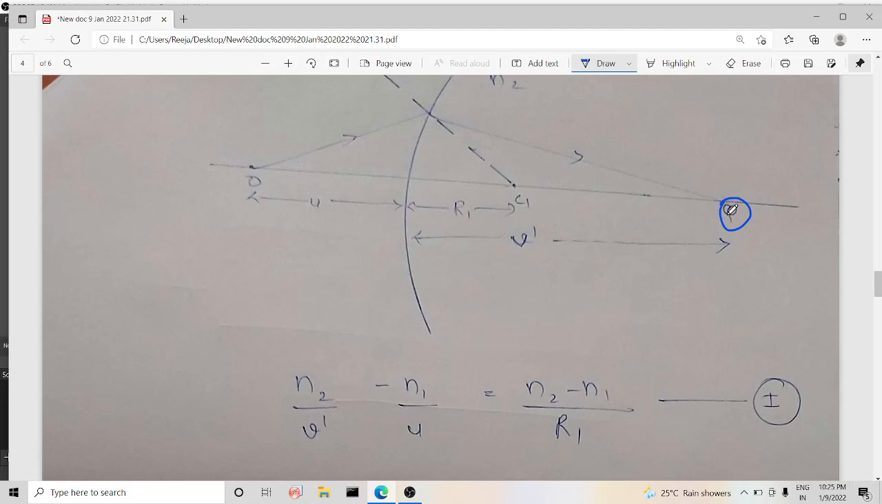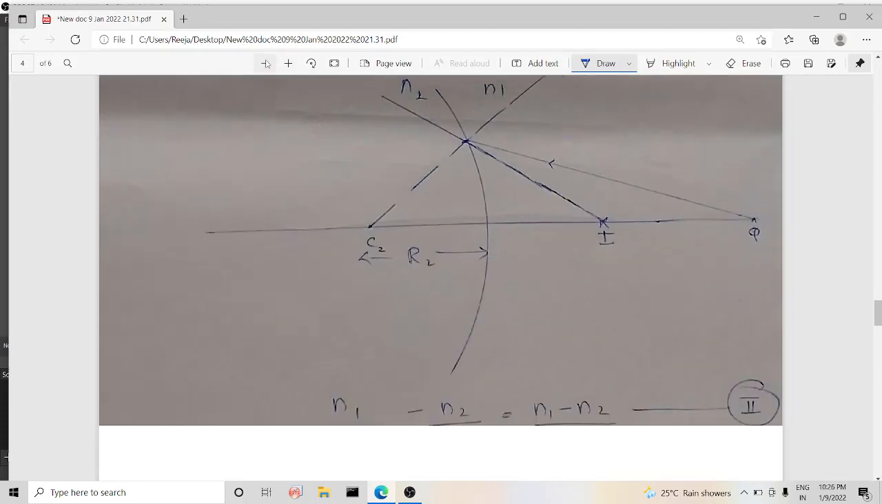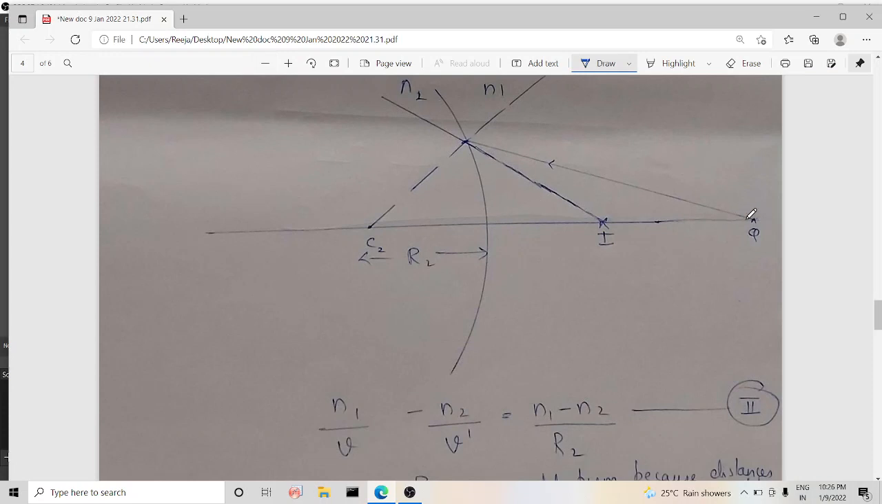Now this Q acts as the object for the next refracting surface, the second refracting surface. Now that I have drawn here, the second refracting surface is drawn here. So Q acts as the object. Again I have drawn the normal, and this is the position of the image that we get. Here the second medium is N1 now. So N1 by V, which is the final image position, minus N2 by V dash, which is the U here now. So N1 by V minus N2 by V dash is equal to N1 minus N2 by R2. This is our second equation, the Gaussian equation for the second refracting surface.